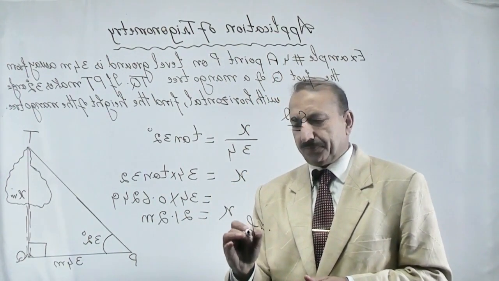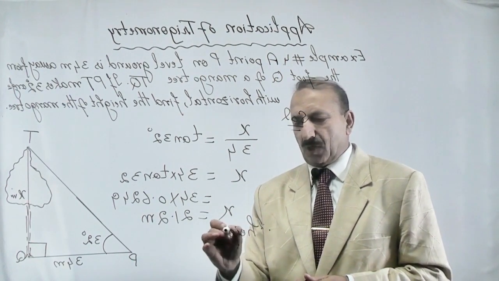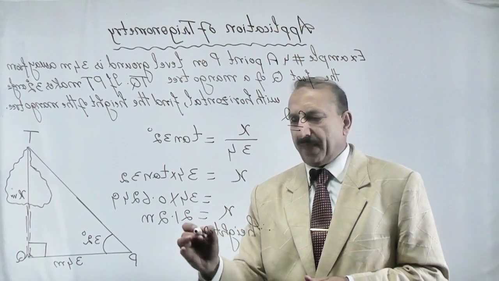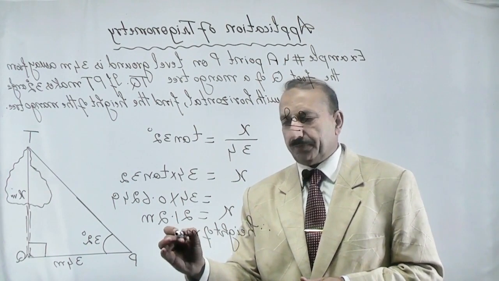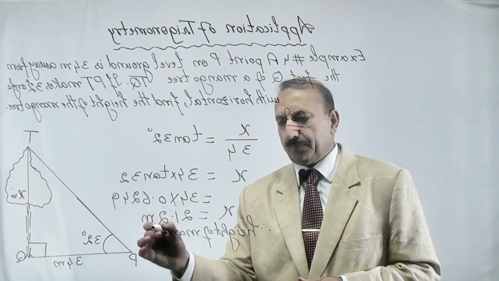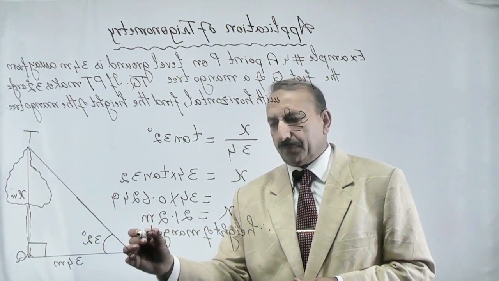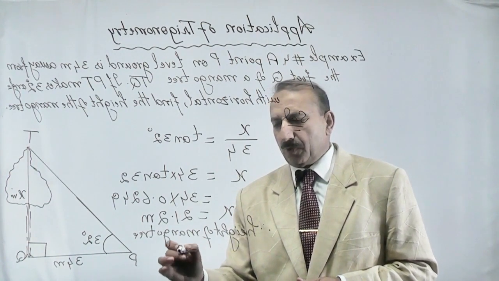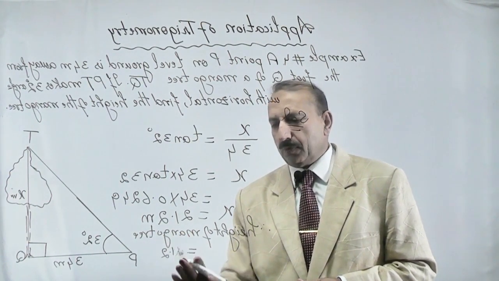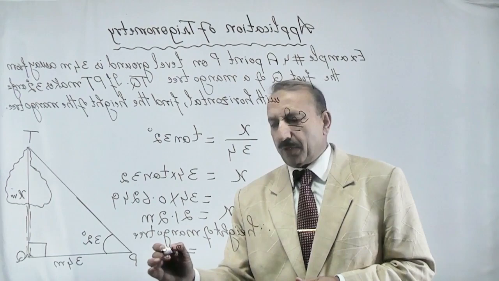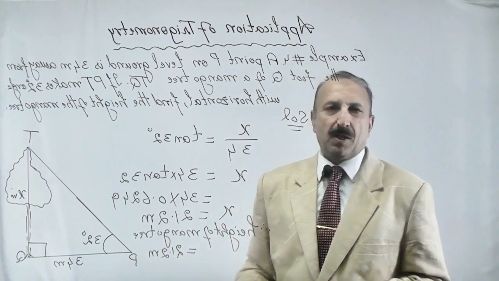Therefore, height of mango tree is equal to 21.2. This is 21.2 meter.